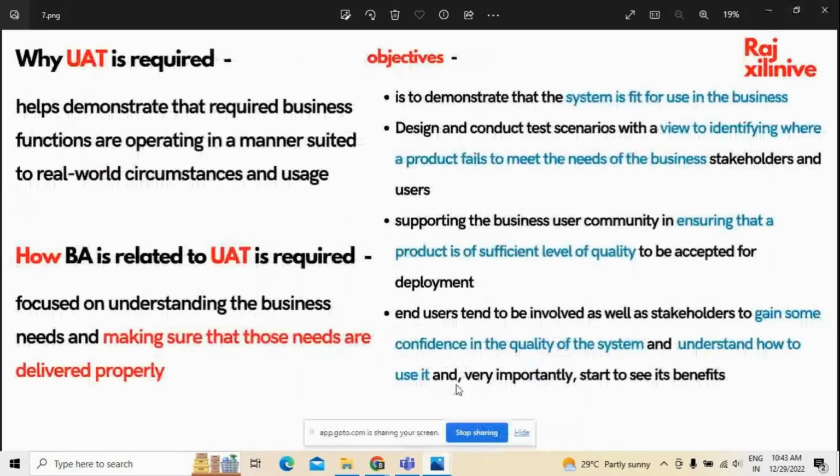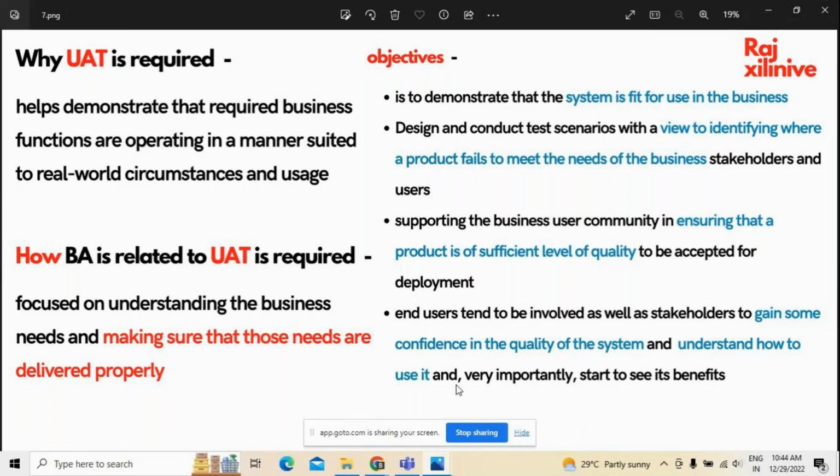Now let's understand why user acceptance testing is required, because UAT is required for us to demonstrate the required business functionalities, so that we can see and make sure that the real world circumstances followed by the users are all suitable. Hence, whatever the customer wants us to deliver, we have to ensure. For that, UAT is essentially important, apart from the remaining testing we do at regular intervals.